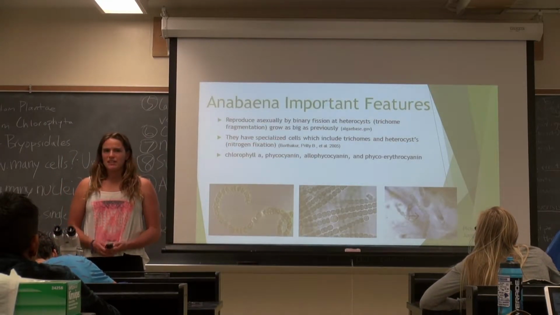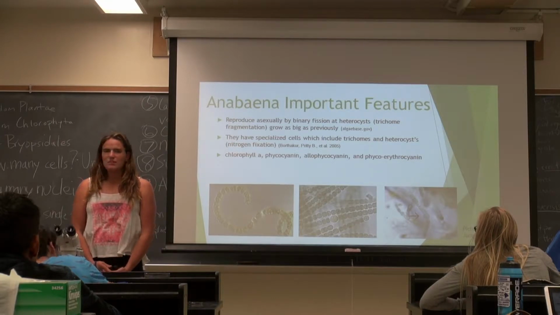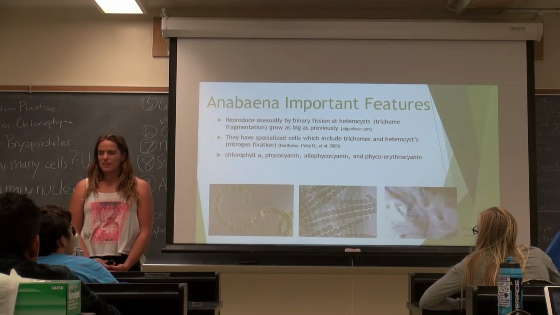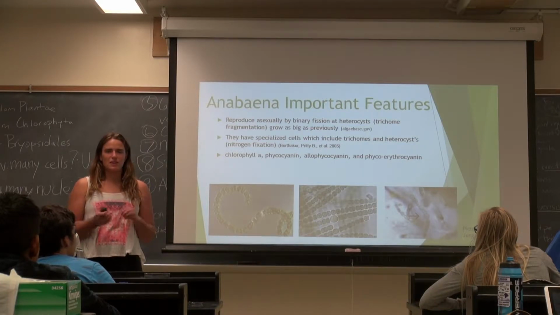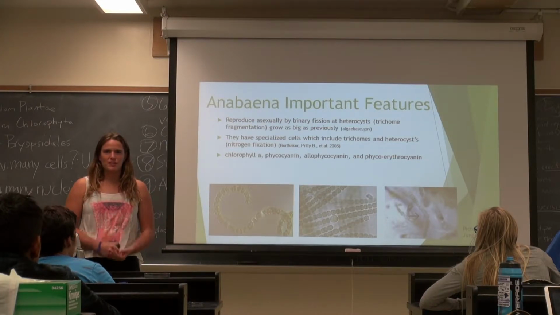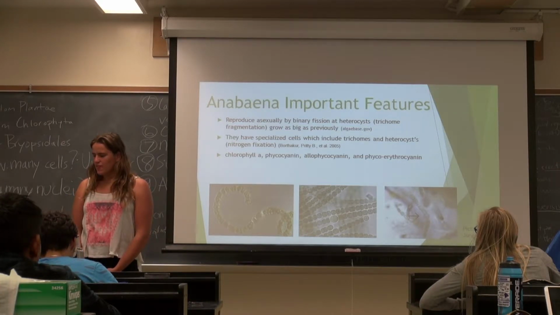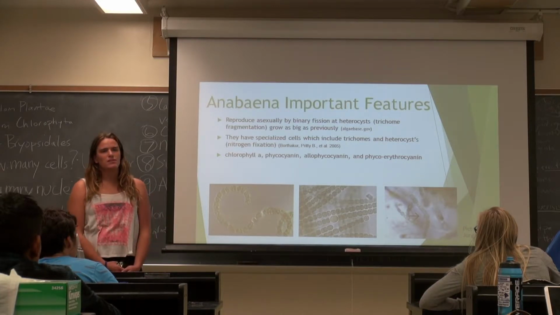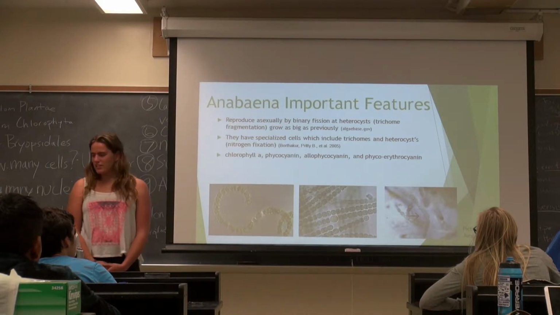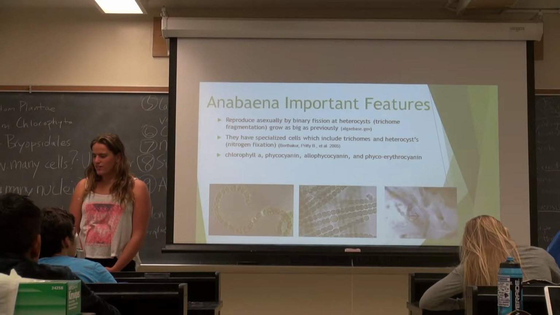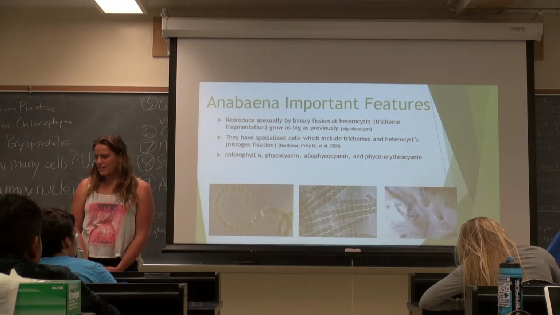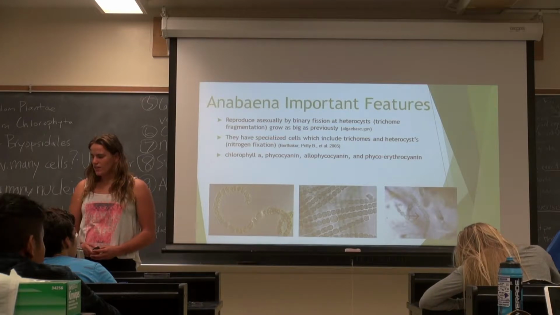So Anabaena reproduce asexually by binary fission, and that's at the heterocyst, and they grow as long as the previous body form was. They also have akinetes, and they have trichomes, and their primary source of obtaining nutrients is chlorophyll a, phycocyanin, allophycocyanin, and phycoerythrin.